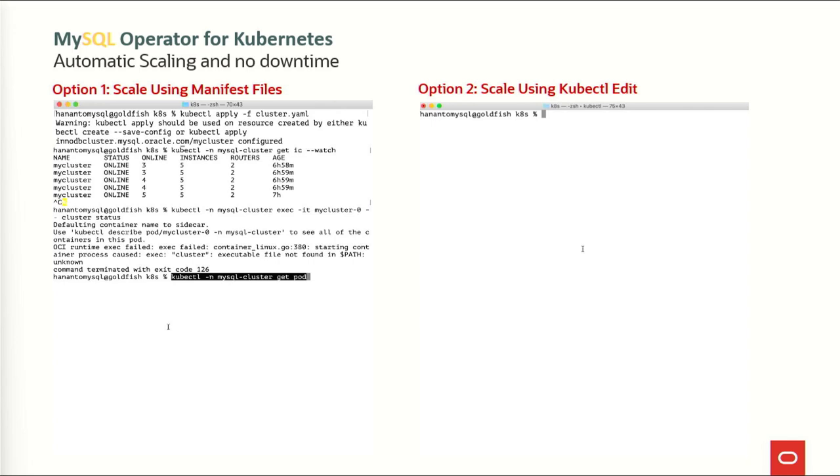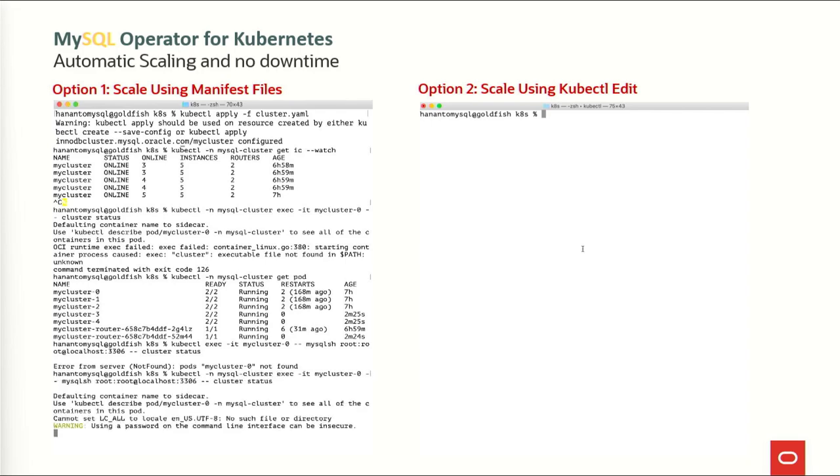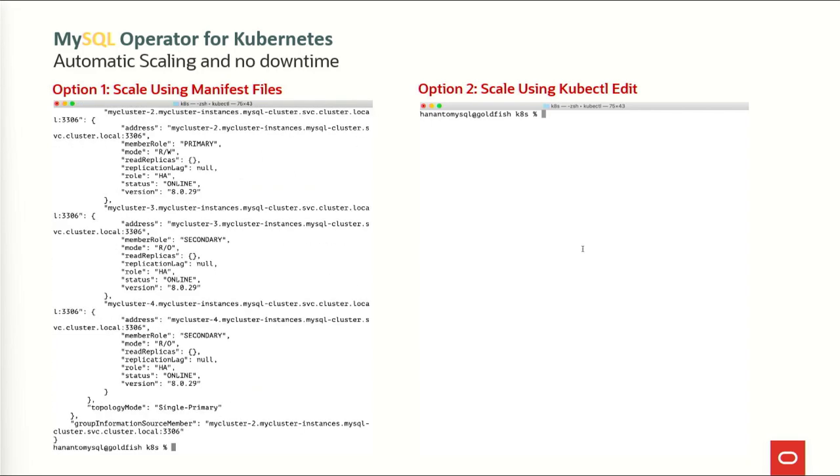As you see over here, I have 5 nodes and 2 routers, because I edited the YAML file and then applied it using kubectl. Done, 5 nodes in the InnoDB cluster.